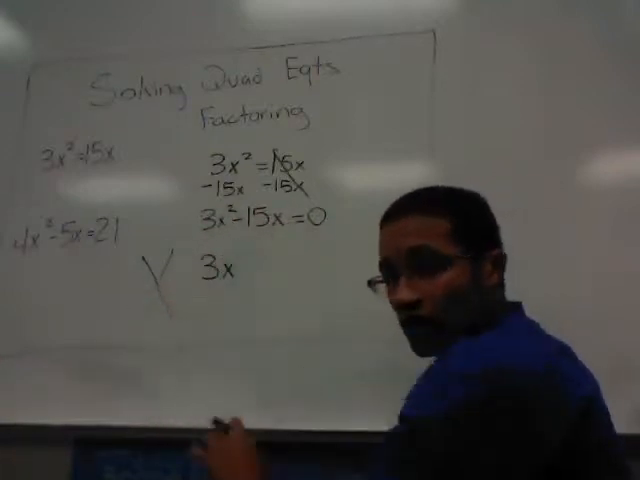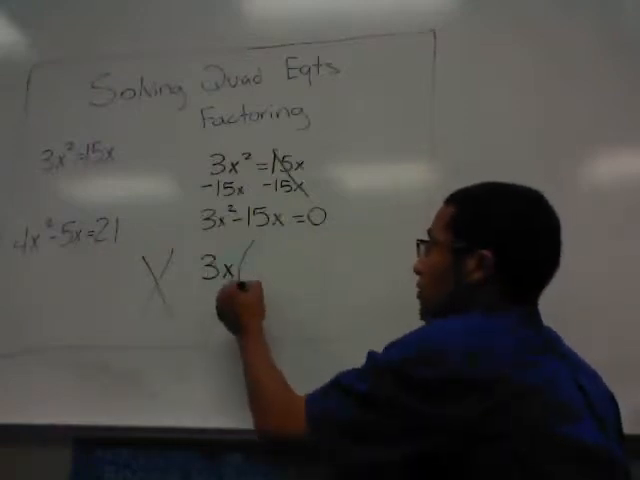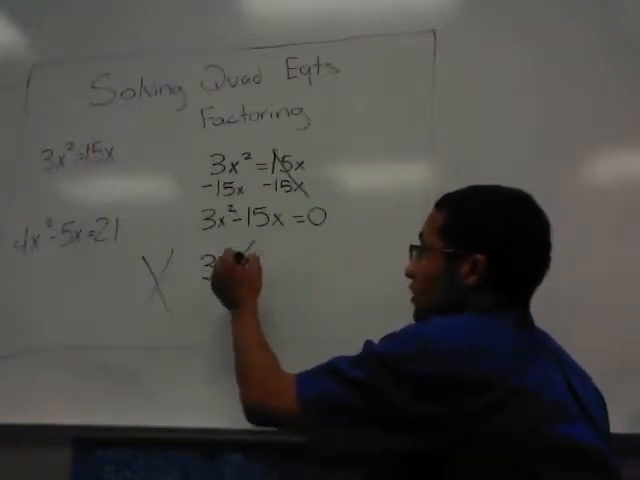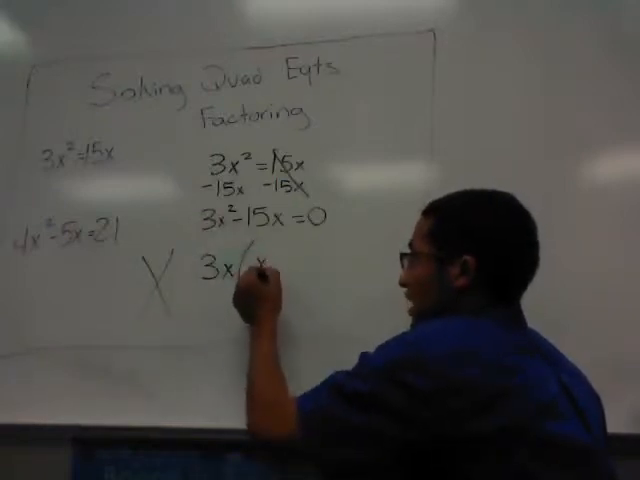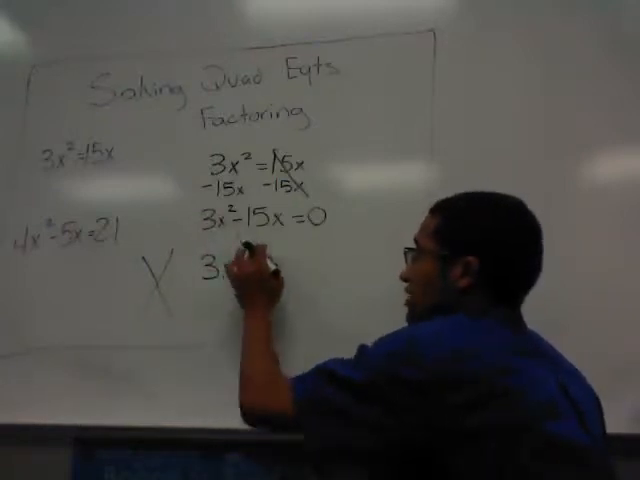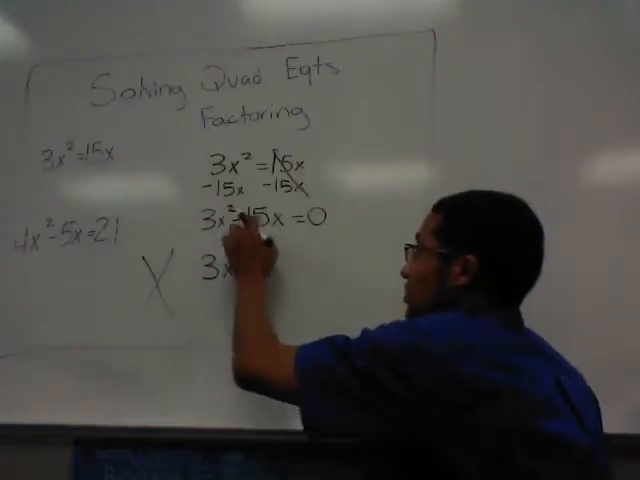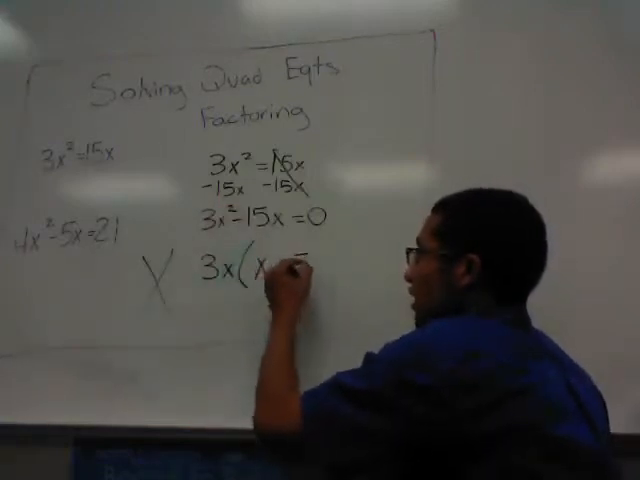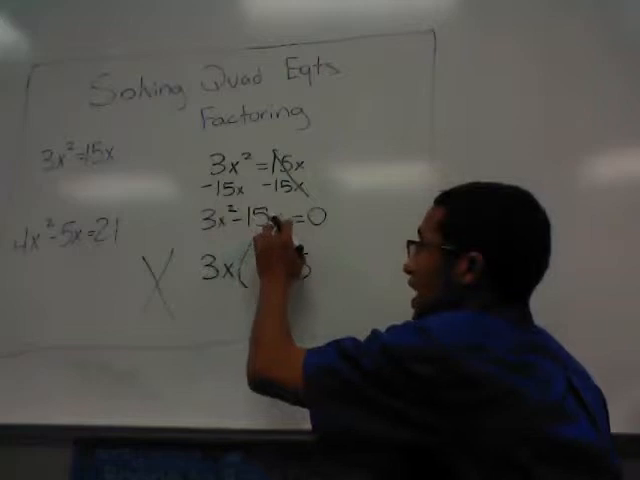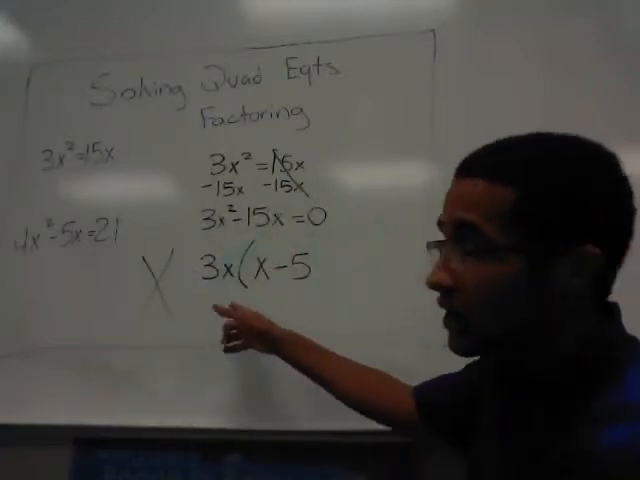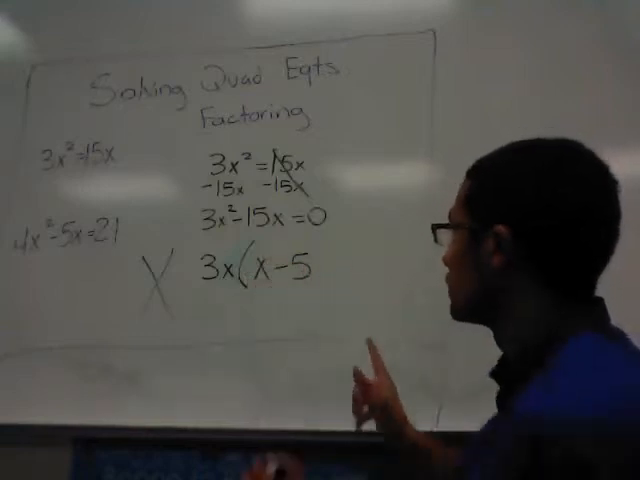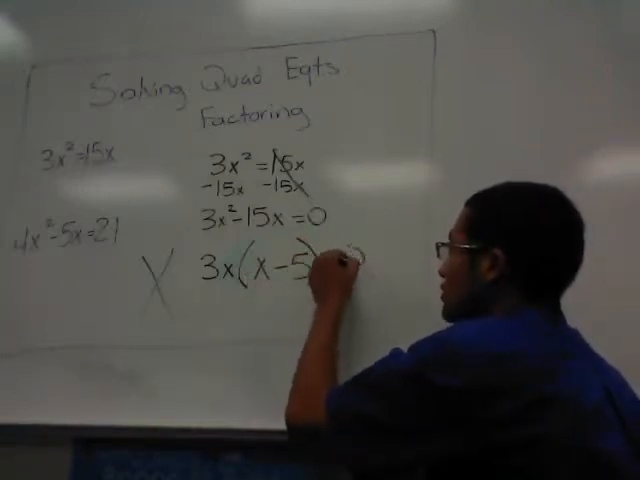Once I've pulled out everything that they have in common, I'm going to open a parenthesis up and then write what's left over. So 3x times what would bring me back to this? Well, just an x, because 3x times x is 3x squared. 3 times what is negative 15? Well, negative 5. I don't need an x because 3x times 5 is 15x. So you don't have to have another x on this one. You close it, equal to 0.